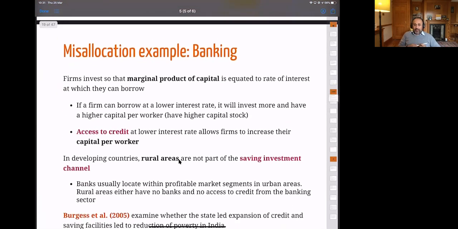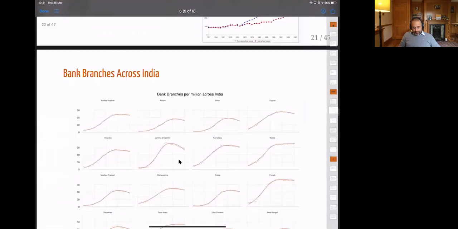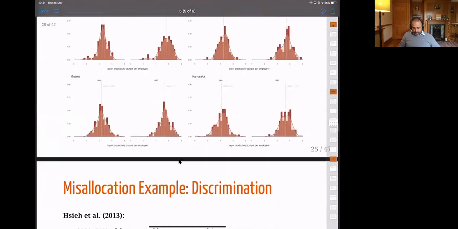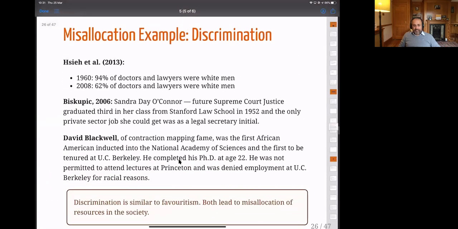Now, let's think of a couple of examples. Let's first think of a simple example, actually. I'm going to come back to the banking in a second. I'm going to do something much simpler. Discrimination. All kinds of discrimination is misallocation of resources. The second article that Hsieh wrote in 2013 quoted this as an example of misallocation.